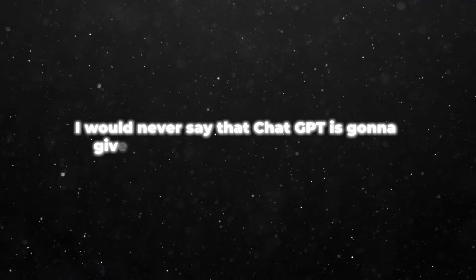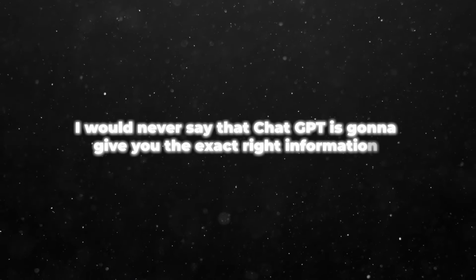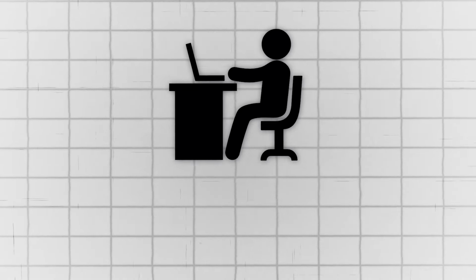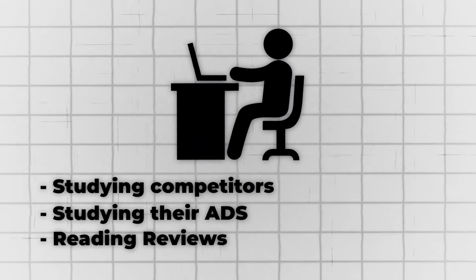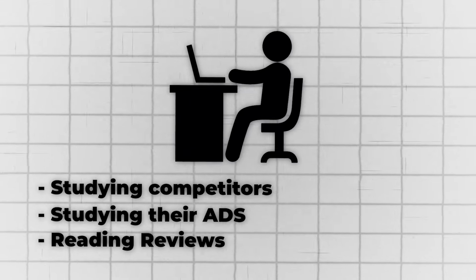So now a process that used to take me hours of painstaking work now takes me around 5 to 10 minutes with the right ChatGPT prompts and adding in a variety of good and negative reviews as well, so that ChatGPT can summarize it and give you the key details. But I would never say that ChatGPT is going to give you the exact right information. You still should do your due diligence of studying competitors, studying their ads, and reading those reviews yourself to gather the trends and make sure you're on the same page as ChatGPT, because you will also come to your own conclusions when you do the research as well.